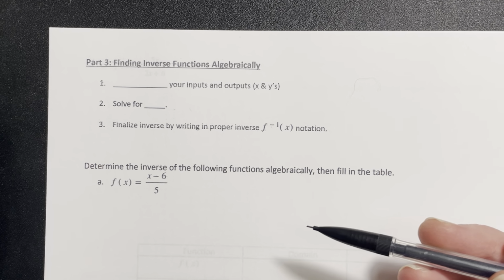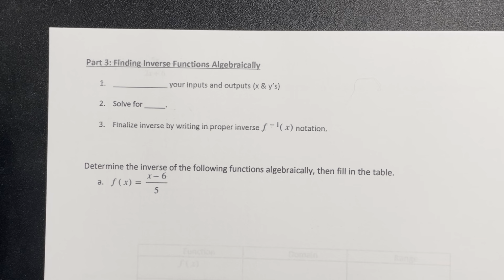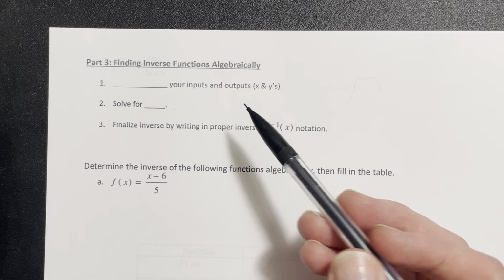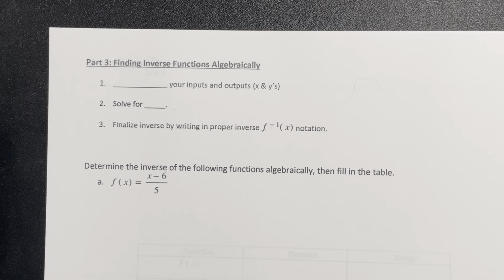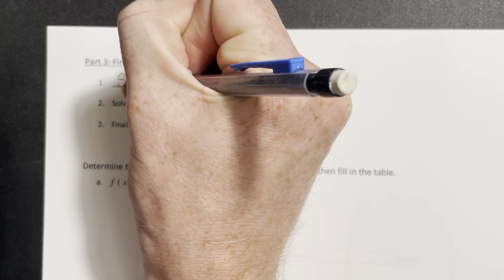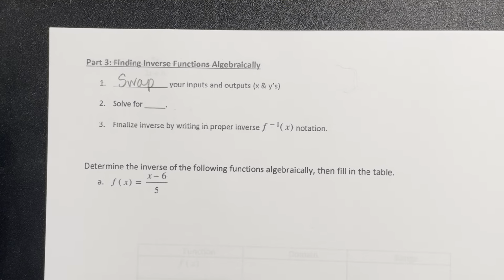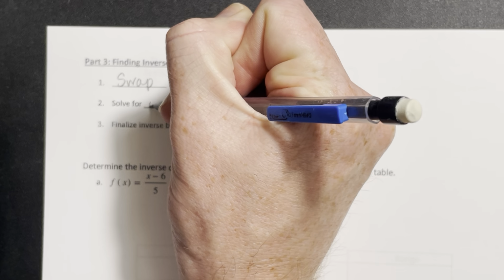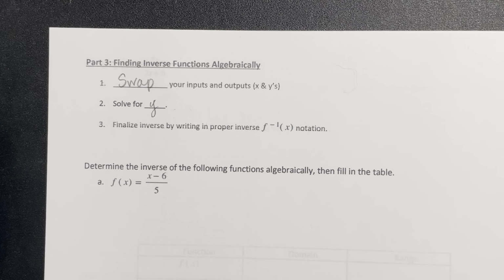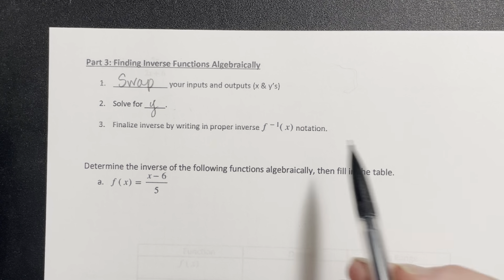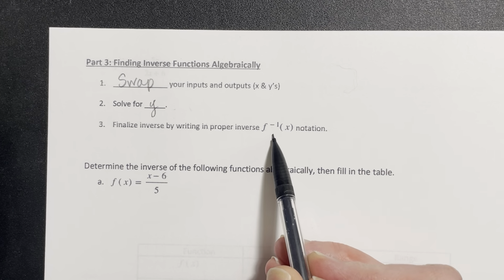So next we're looking at how to find the inverse of a function algebraically. First we want to swap those inputs and outputs, because the inverse is that swapping, which we did graphically. And then once we've swapped those inputs and outputs, we're going to solve for y. That will get us into our function notation, so we can rewrite that y equals as f inverse of x.